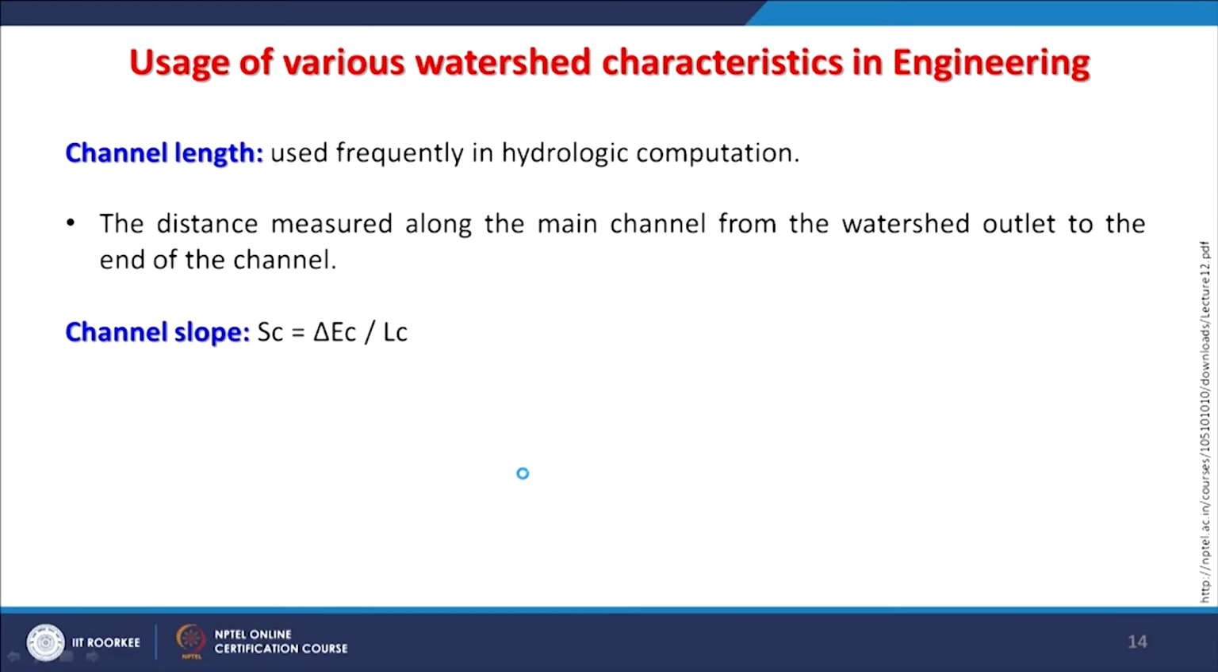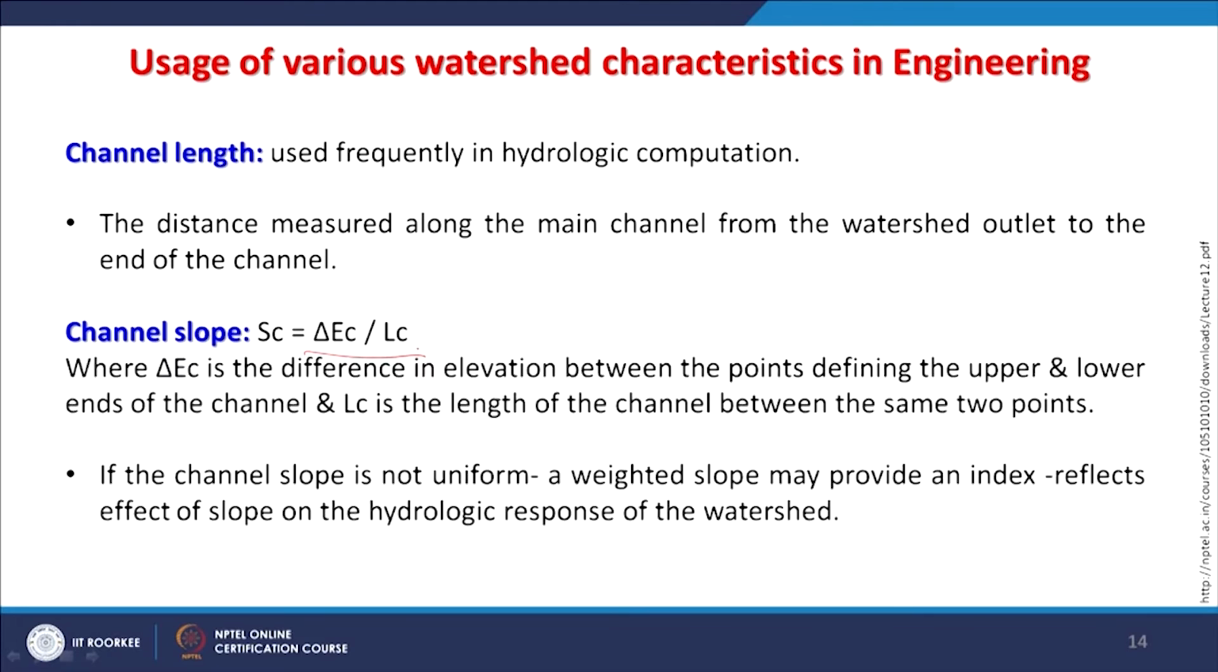Channel slope is also very important, which can be calculated like this. And if a channel slope is not uniform, naturally, generally it is not, in nature it is not. There might be rapids, there might be a flat part and so on. So, a weighted slope may be provided as an index, that is why the channel slope is very important. It reflects the effect of slope on the hydrologic response of the watershed. Each parameter will play its own important role.